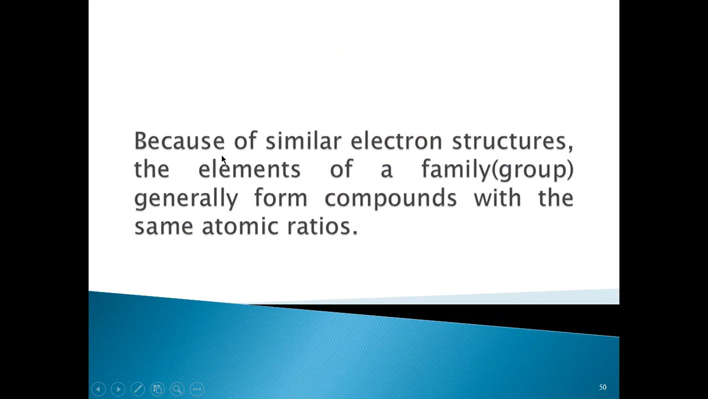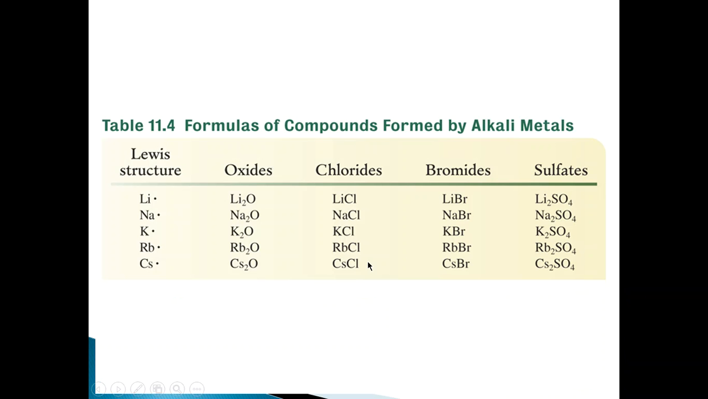But before we get to that, let's look at this statement here. It says, because of similar electron structures, elements from a family or group generally form compounds with the same atomic ratios. If you think about it, this makes sense, because elements from the same group have the same number of valence electrons, and therefore they tend to form ions of the same charge, and therefore they tend to combine with other elements to form compounds with similar looking formulas.